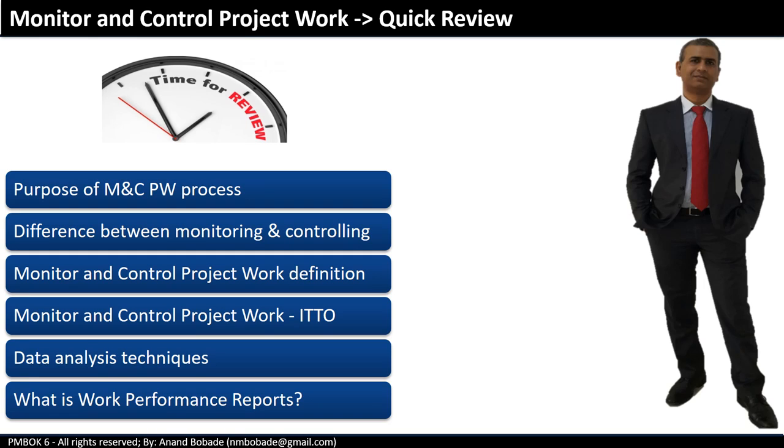Don't get confused between the direct and manage project work process and the monitor and control project work process. Remember, direct and manage project work is all about creating deliverables. It's an action oriented process. Monitor and control project work is about analysis between what was planned and approved and what is actual, and converting this analysis into a work performance report, which will be shared with various stakeholders for decision purposes, for actions or awareness.